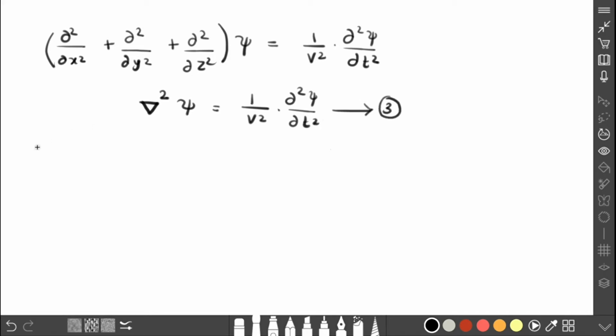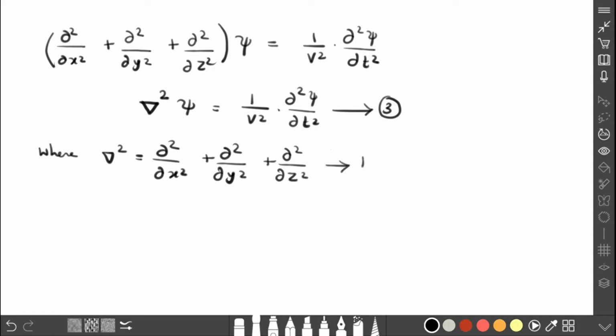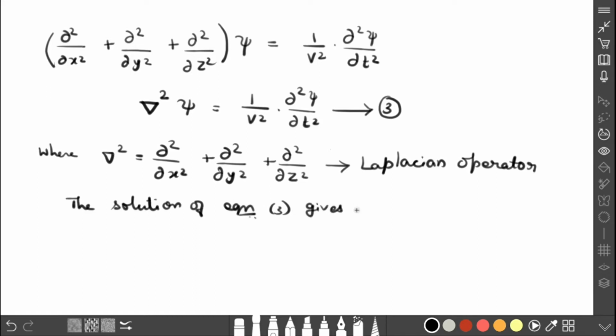Here, what is the value of del square? This bracket, dou square divided by dou x square plus dou square divided by dou y square plus dou square divided by dou z square, is named the Laplacian operator. Equation 3 is a second order differential equation. Now I am going to get the solution for equation 3. Listen carefully. The solution of equation 3 gives the periodic displacement, that is the wave function, in terms of t.